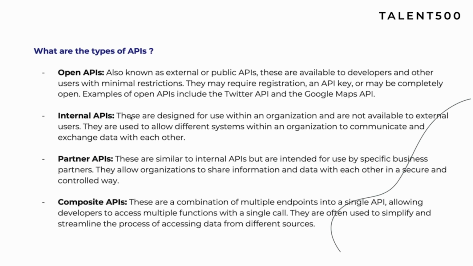The fourth one is composite. This is not that important, right? This is just a combination of multiple endpoints into a single API, allowing developers to access multiple functions with a single call. For example, you are buying something on Amazon or Walmart, right? Now for that, you first select a product, you add it to the cart, then you go to the checkout, making the payment, right?